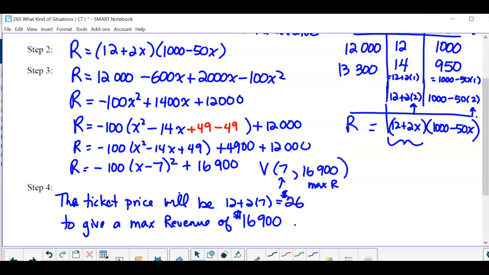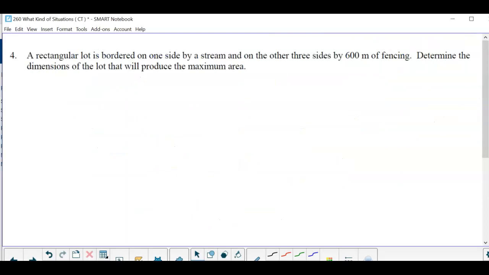And then the next one is an area type question, another common maximum question. So it says a rectangular lot is bordered on one side by a stream and on the other 3 sides by 600 meters of fencing. So what does that look like? So there's your stream. It's a rectangular lot.